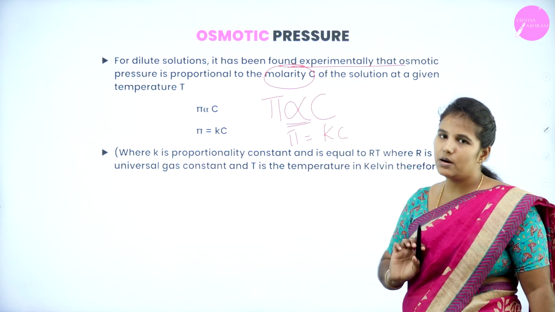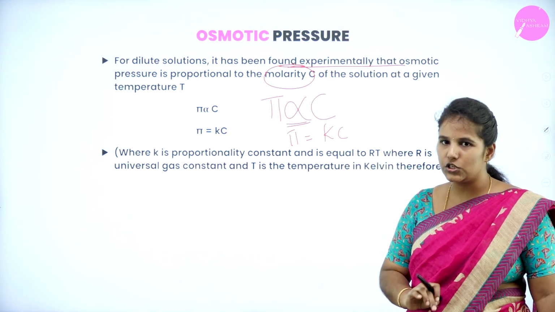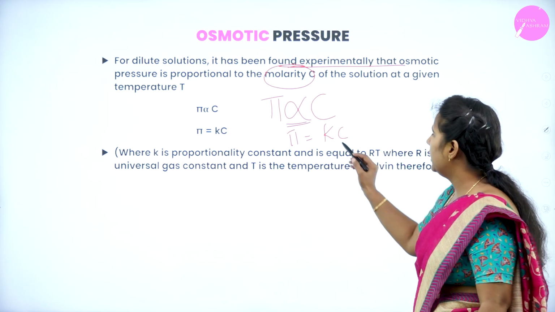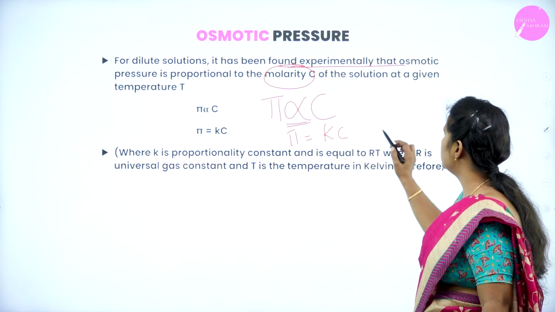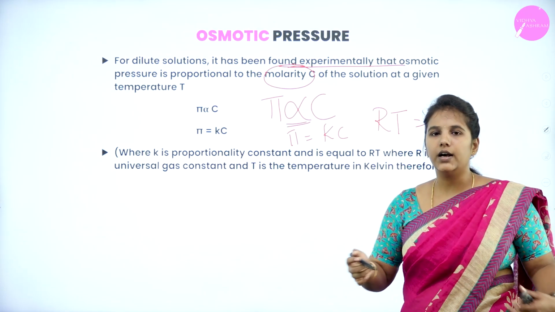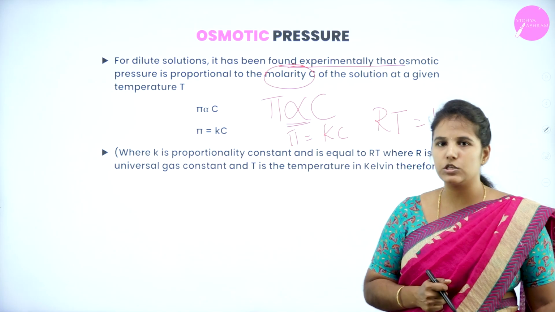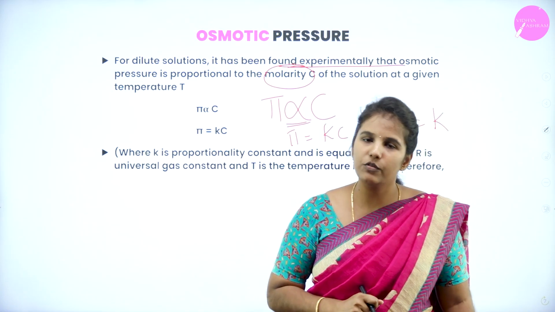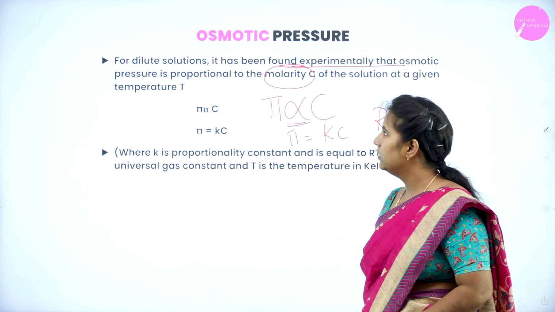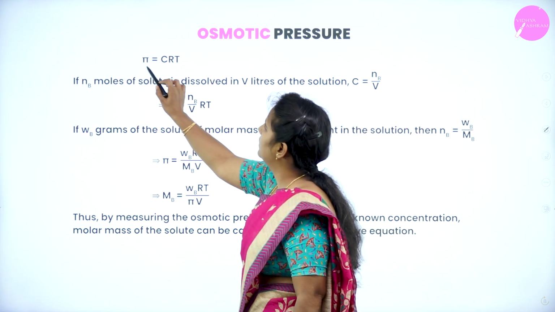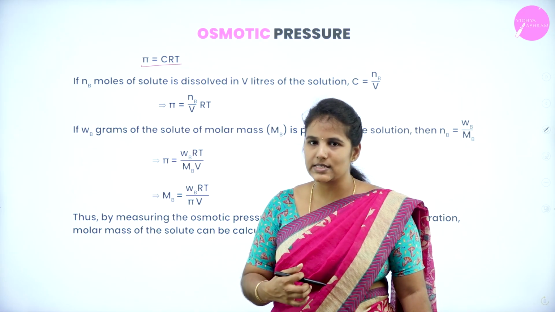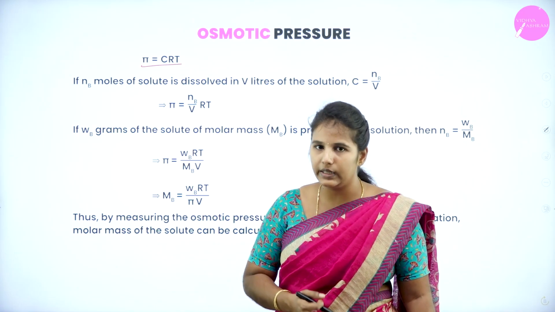Remember, C is a molarity, because for the dilute solution, osmotic pressure is directly proportional to the molarity. And here the proportionality constant can also be written as RT. Here, K is nothing but RT. R is a gas constant and T is the absolute temperature, which is expressed in Kelvin. Up to here, I hope you all understood the derivation. Now I can write osmotic pressure equal to CRT, where C is molarity, R is a gas constant and T is a temperature.